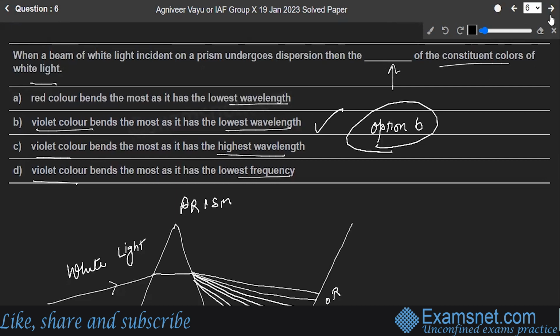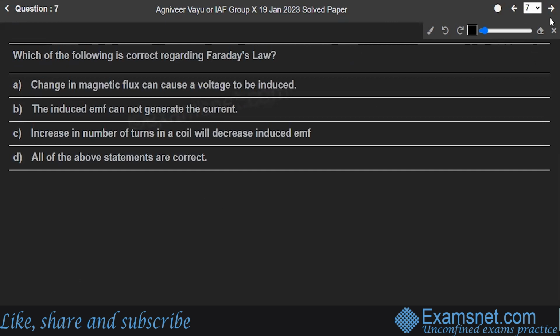Hope you understood this. Next, question number 7: which of the following is correct regarding Faraday's law? Number 1, change in magnetic flux can cause a voltage to be induced. The induced EMF cannot generate the current. Increase in the number of turns in a coil will decrease induced EMF. All the above statements are true. See, we are talking about Faraday's law, which talks about magnetic flux.